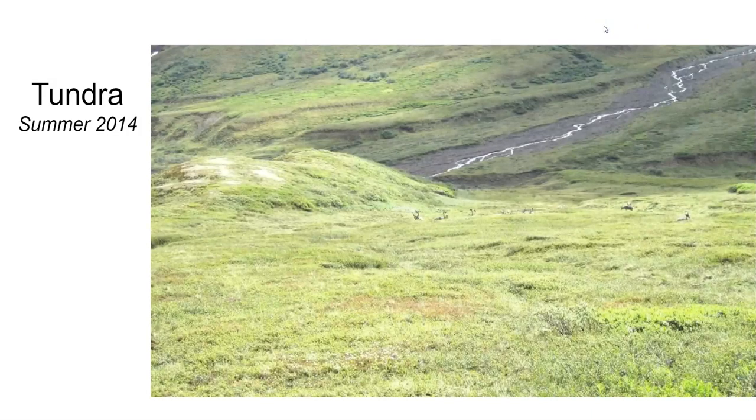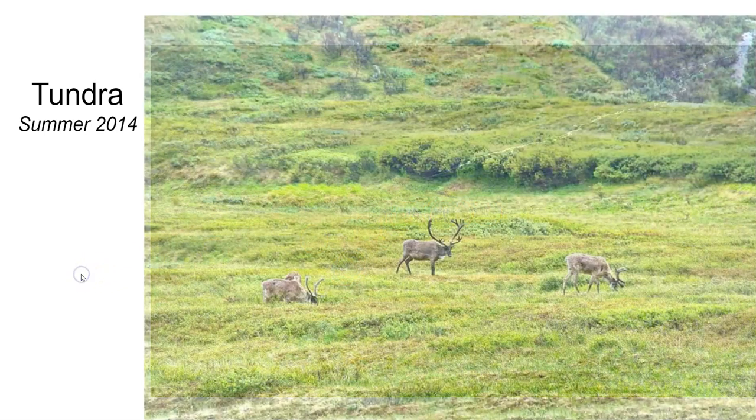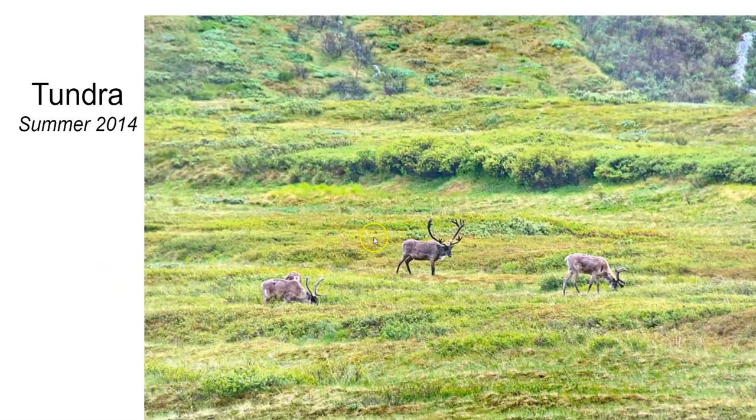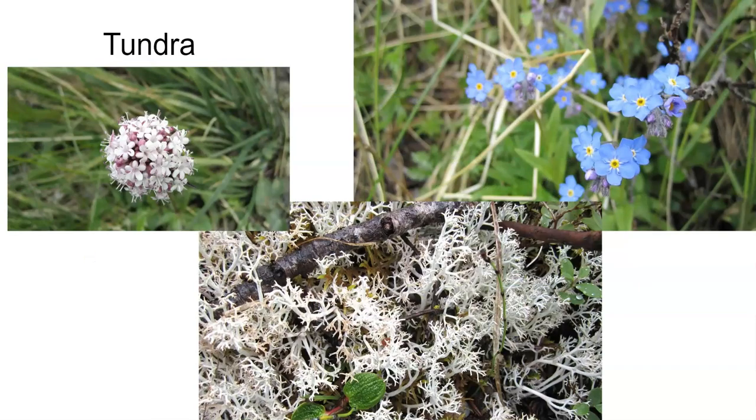This is the summer again. Again, lots of low growing plants, and you got some animals there. So if we zoom in, those are caribou. All right, you might know them as reindeer. Reindeer are domesticated, but these are wild, so they are called caribou. And all these pictures are from Miss Redding. She took them in Alaska in Denali National Park.